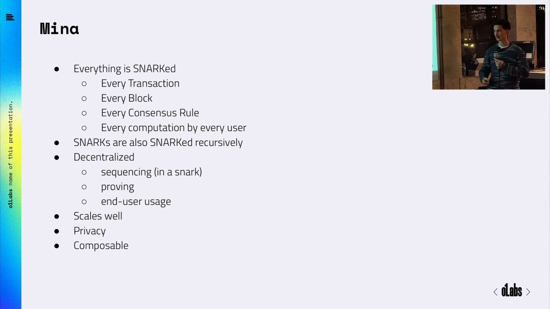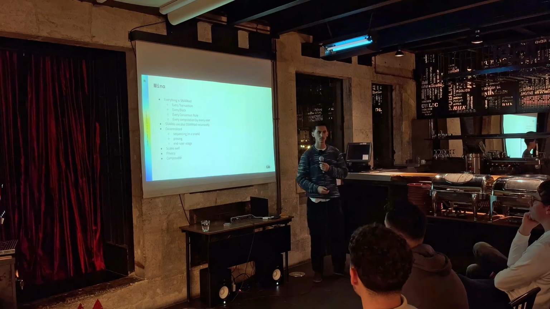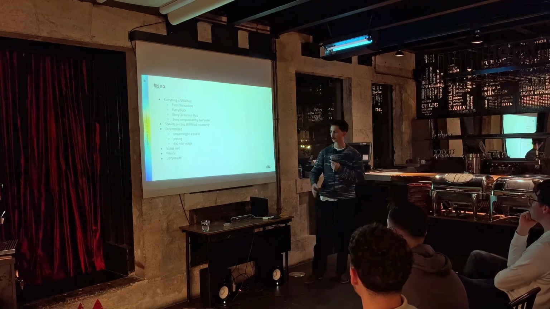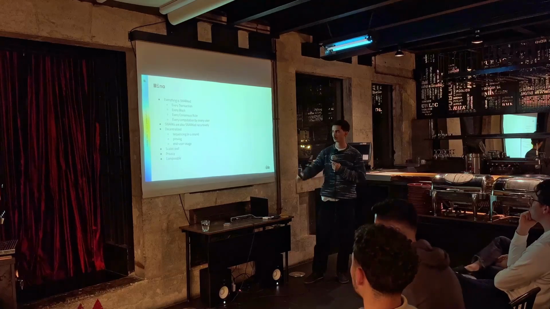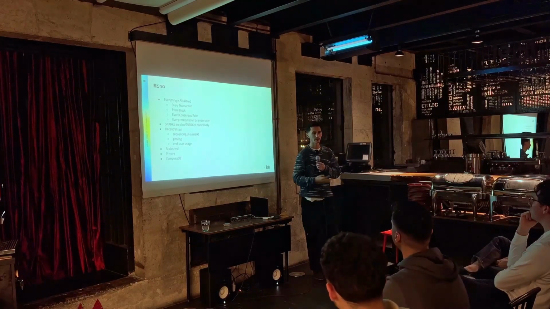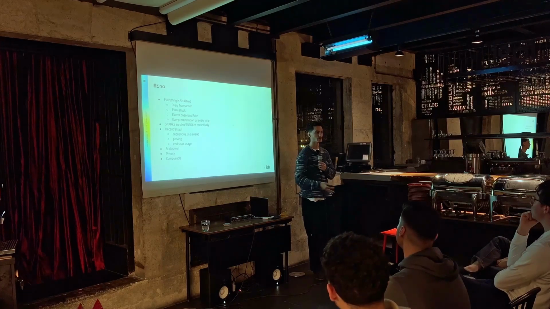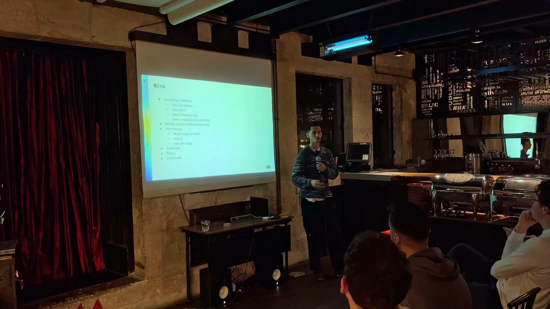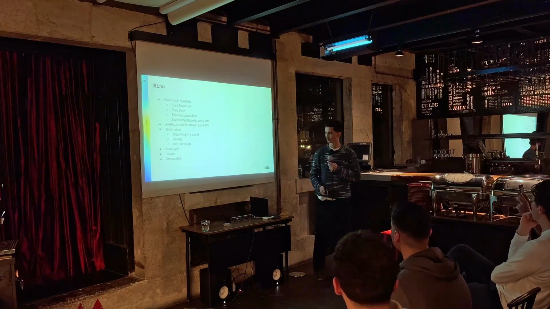And it also scales well thanks to snarks. It allows privacy thanks to snarks. We can have smart contracts with private methods, methods that have private inputs. Also, we can compose proofs, which we do at the blockchain level, but we can also do that at the application level. We can build applications that can verify and also produce recursive proofs.